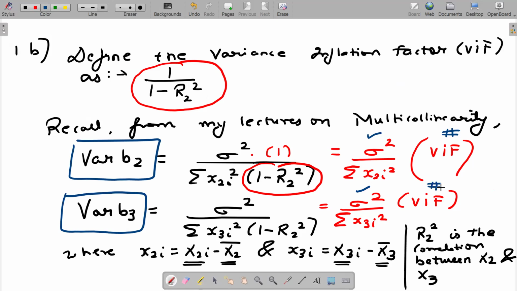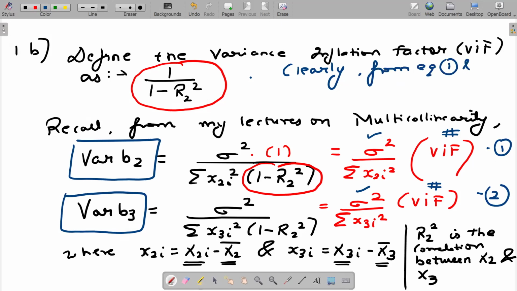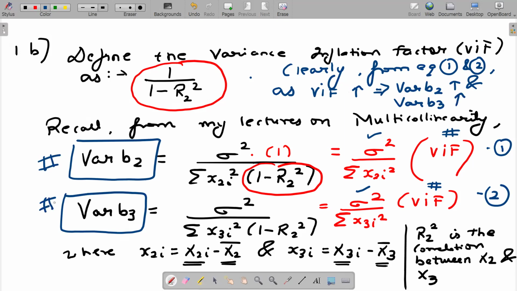Now students can clearly see, let me call these equation 1 and equation 2. From equation 1 and 2, we see that as the variance inflation factor increases, it implies the variance of B2 also increases and the variance of B3 also increases. That means the variances are going to increase as the variance inflation factor increases.